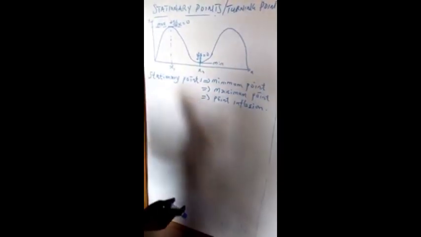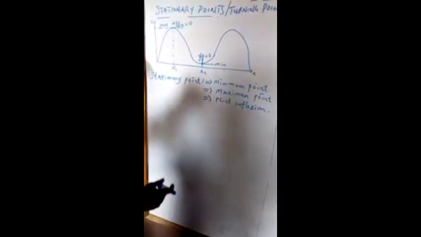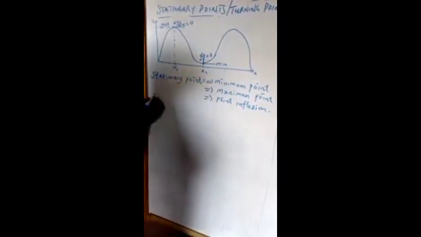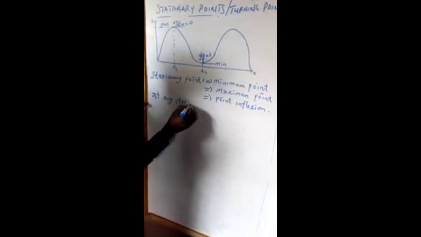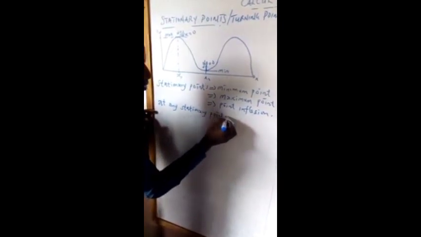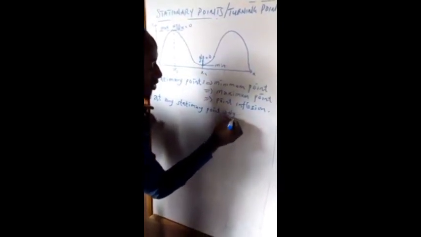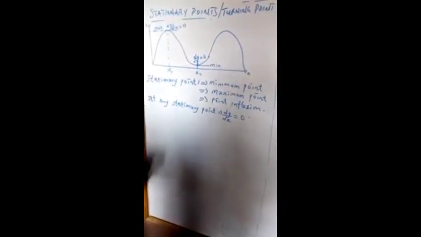So the first thing you have to know is that at the minimum point, the maximum point, or point of inflection, at any stationary point, the reason why they call it a stationary point, dy/dx is going to be 0. That's the first understanding of a stationary point.